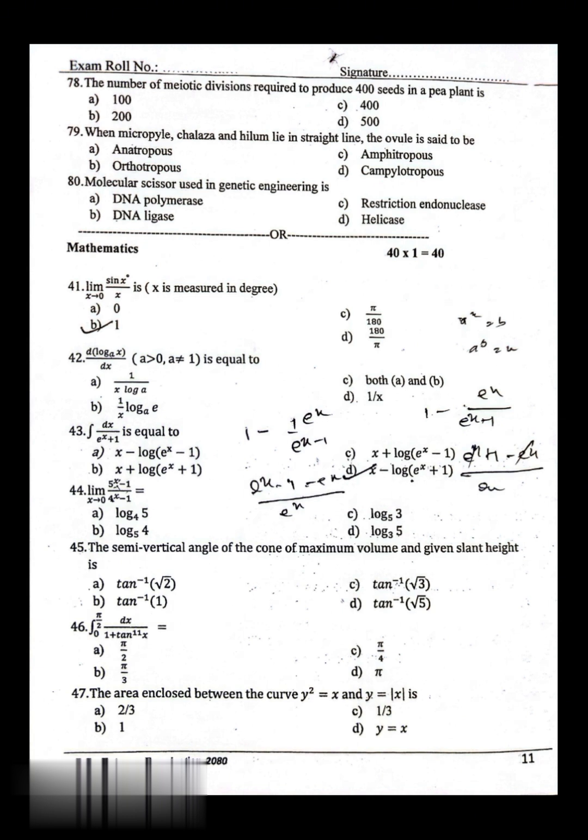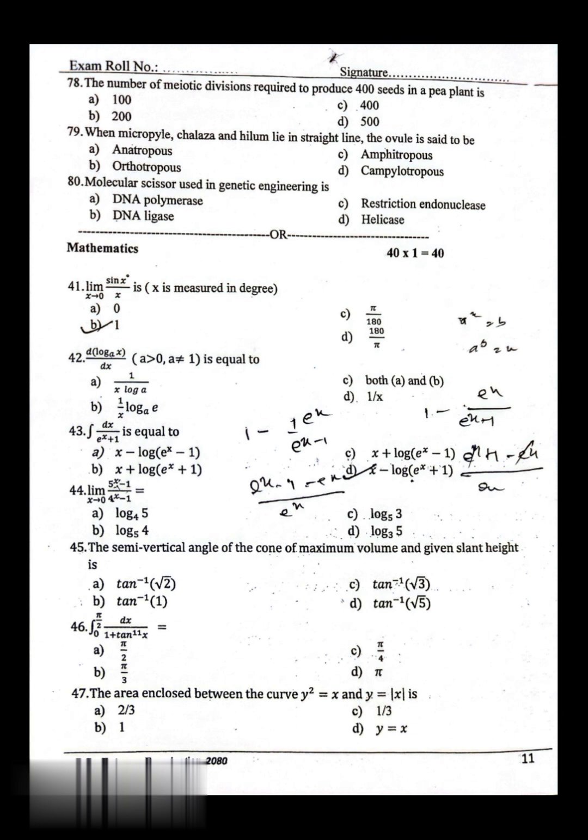44. Limit x tends to 0 of 5 power x minus 1 upon 4 power x minus 1 is equal to A. log 5 base 4, B. log 4 base 5, C. log 3 base 5, D. log 5 base 3. 45. The semi-vertical angle of the cone of maximum volume with given slant height is A. tan inverse root 2, B. tan inverse 1, C. tan inverse root 3, D. tan inverse root 5.